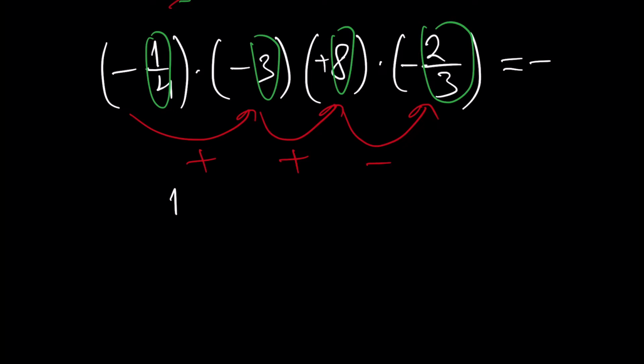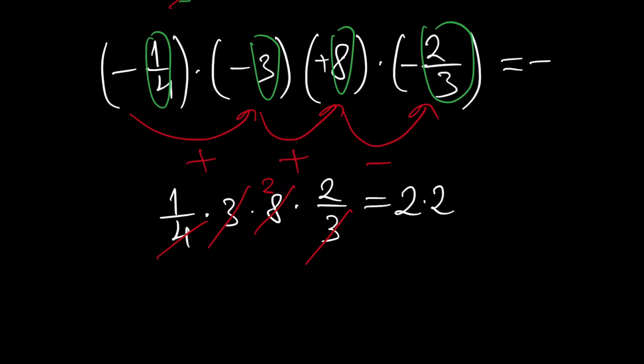So we have 1/4 times 3 times 8 times 2/3. Let's now perform cancellations. We have 8 and 4 are cancelled. We have 2 here, and these 3 and 3 are cancelled. So we have 2 times 2, which is 4. And answer will be -4.